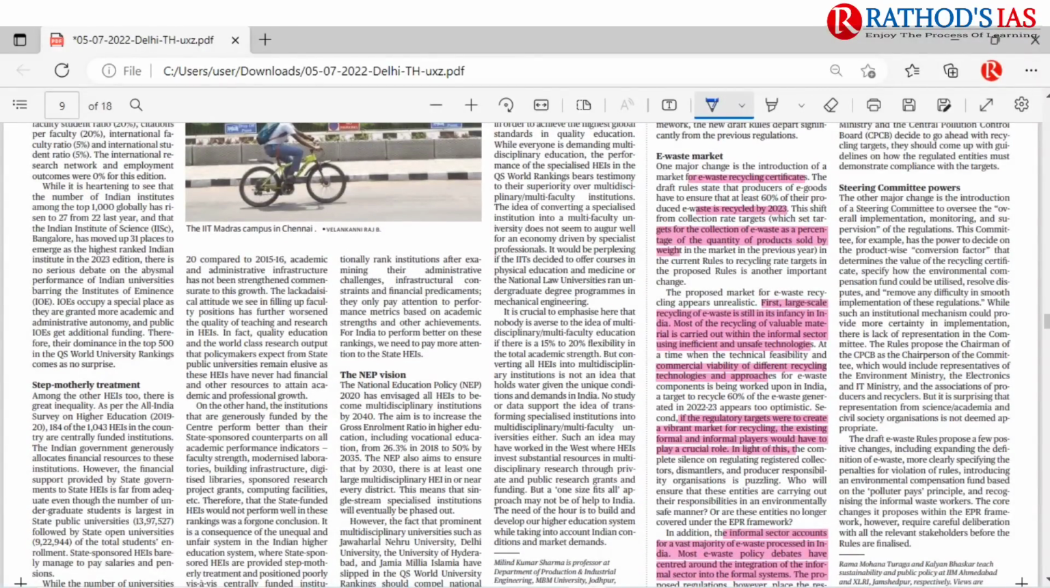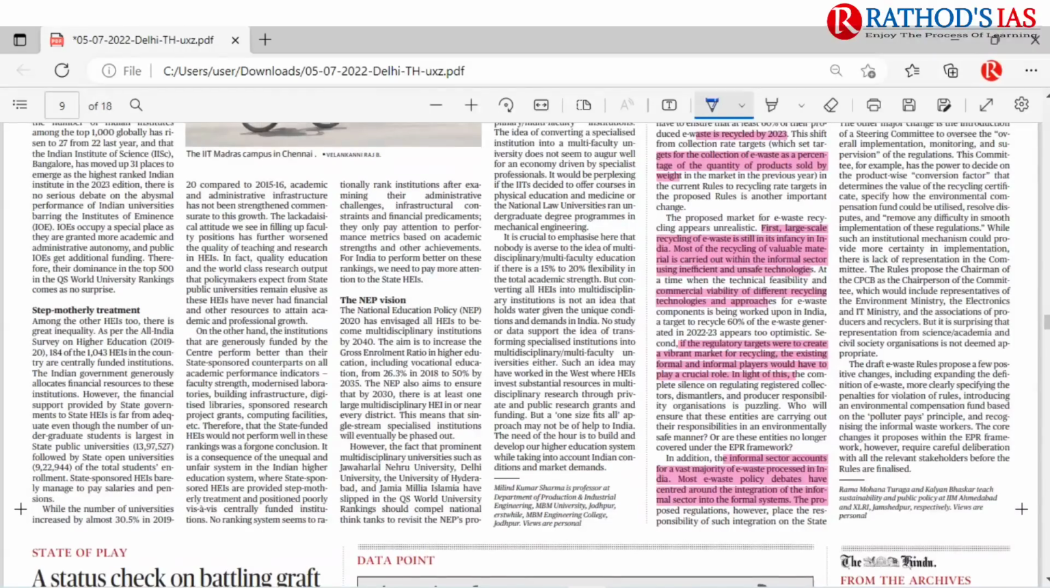One major change introduced here is certification, that is e-waste recycling certificates. These draft rules state that producers of these e-goods have to ensure at least 60% of their produced e-waste is recycled by 2023. One more thing is that this is becoming unrealistic, because large-scale recycling of e-waste is mainly done by the informal sector, and it is still in infancy.